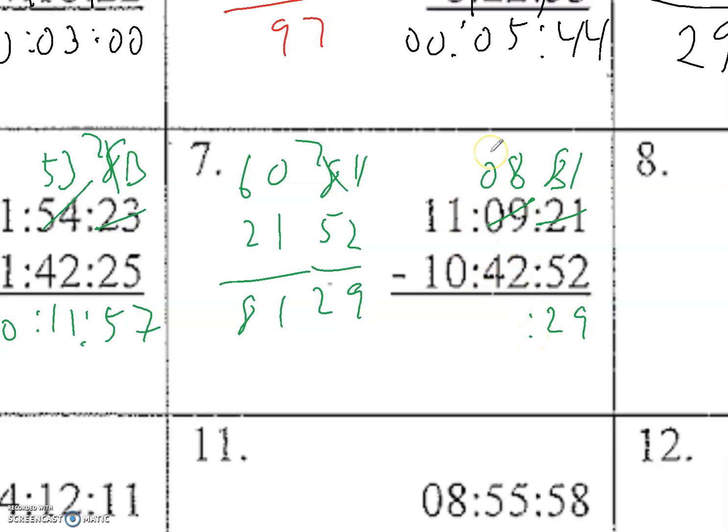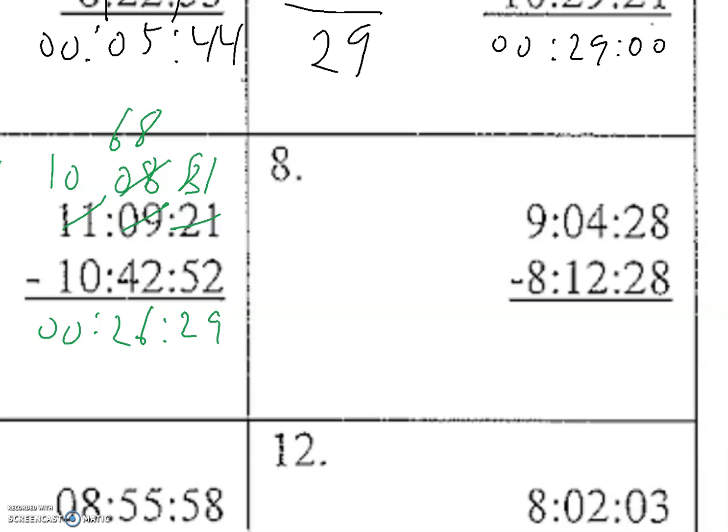And I have another issue. I can't take 42 away from 8. So I must borrow from the 11. I'll make it a 10. Now, same idea. There's 60 minutes in every hour. Okay, so when I borrowed, I have to add 60 to 08, and I'll make it a 68. That I can do. 8 minus 2 is 6. 6 minus 4 is 2. And there we go. That's a double borrow. Probably one of the more difficult.